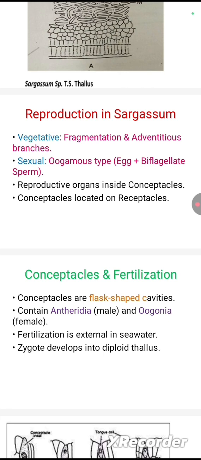The conceptacles are flask-shaped. Inside the conceptacles, two types of sex organs are present: antheridia, the male sex organ, produce biflagellate sperm, and oogonia, the female sex organ, produce eggs. After that, the male and female gametes are fertilized externally, in seawater. The result is the zygote, which develops directly into a new diploid Sargassum thallus.